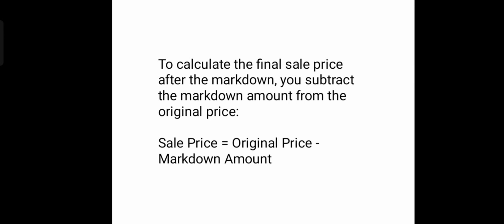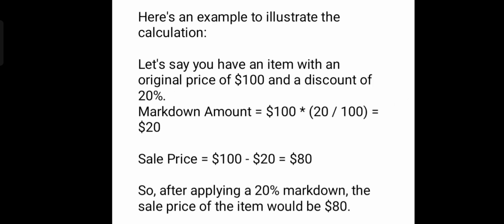And here's an example to illustrate the calculation. Let's say you have an item with an original price of $100 and a discount of 20%. The markdown amount is $100 times 20 over 100, which is equal to $20. The sale price is $100 minus $20, which equals $80. So after applying a 20% markdown, the sale price of the item would be $80.